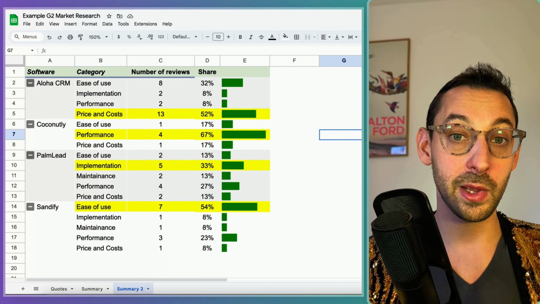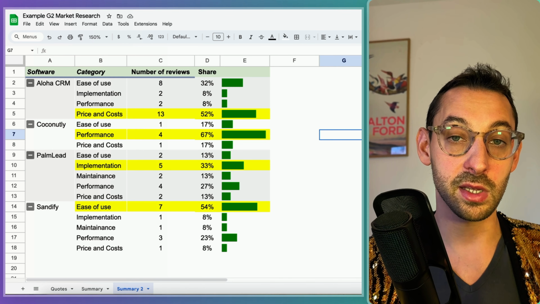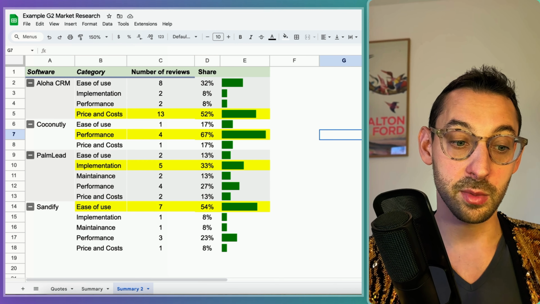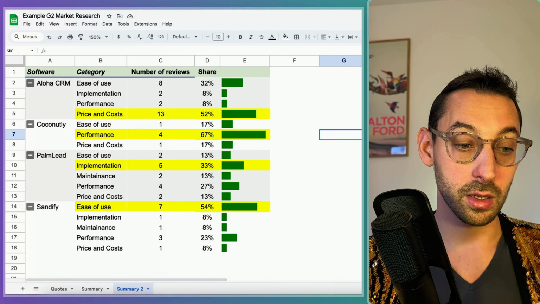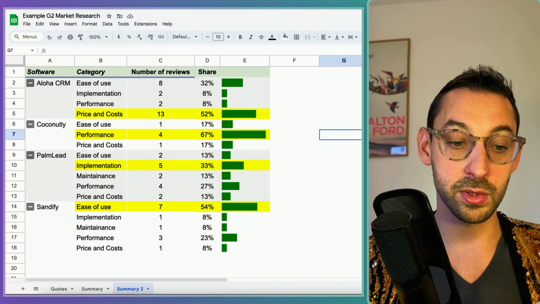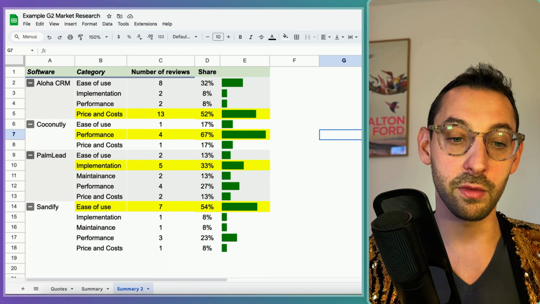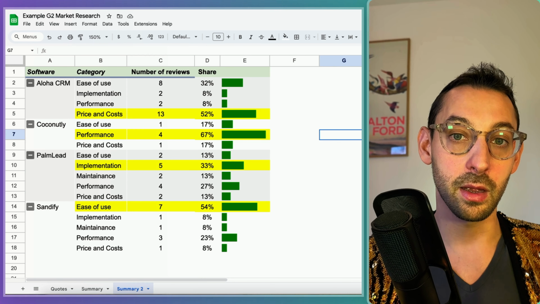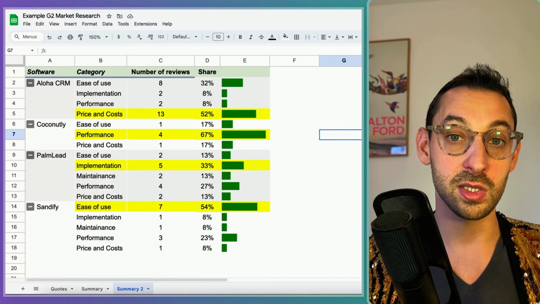So this is a real analysis. I only changed the name of the software. You see, it's very clear that with vendor number one, price and cost is the main pain point for their customers. In the last example, ease of use seems to be the main problem. And you don't just look at this data. The reason why it's important to include all of those reviews is because your marketing team needs to be able to read exactly the words used by those customers to describe the problem.